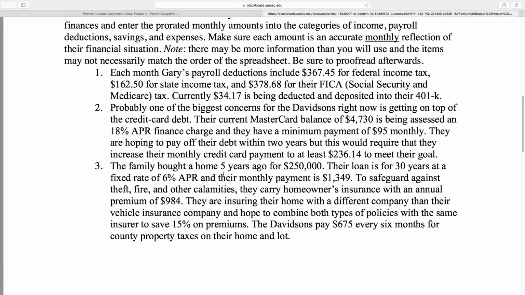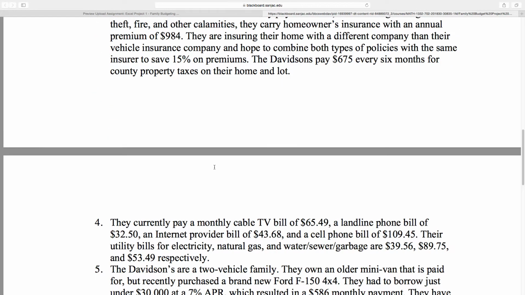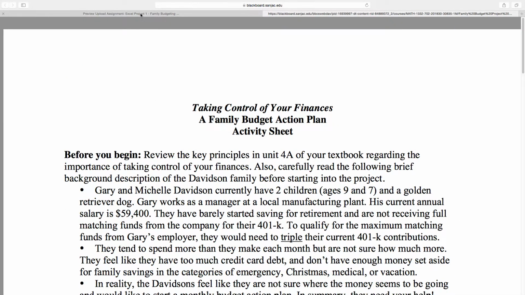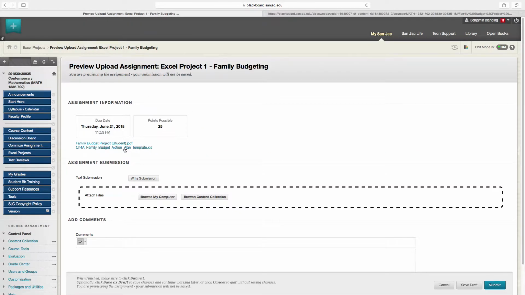So read through, and then, for example, each one of these, you have Gary's payroll deductions, you have their MasterCard balance. All of these are just their spending, all right? So it's broken up into pieces for you. The big part of this is going to come from the Excel. So download the Excel, and then open it up.